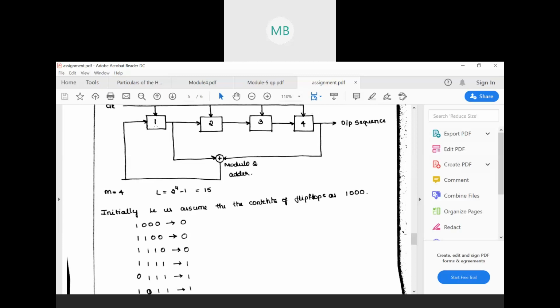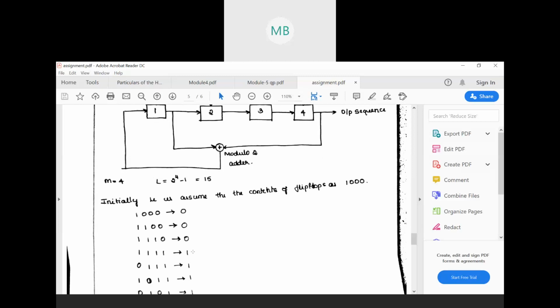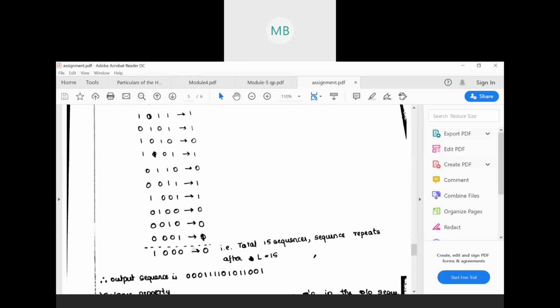Again find the new values of each flip-flop. You will get it as 1110 with the output 0. For the next clock pulse, content will be 111 and output will be 1. So after 15 clock pulses or clock signals, your sequence will repeat.